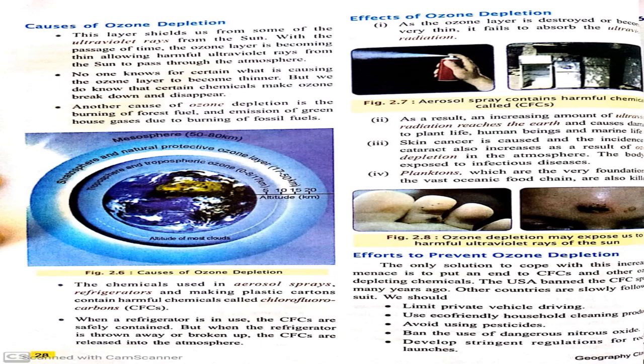Now, because of this increasing amount of ultraviolet radiation, skin cancer can also be caused. Many kinds of infectious diseases can also happen. Then planktons, which are the very foundation of the vast oceanic food chain, are also killed.